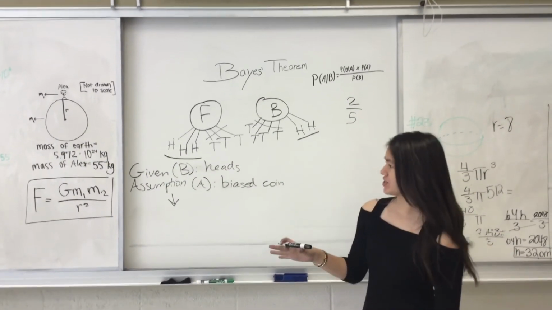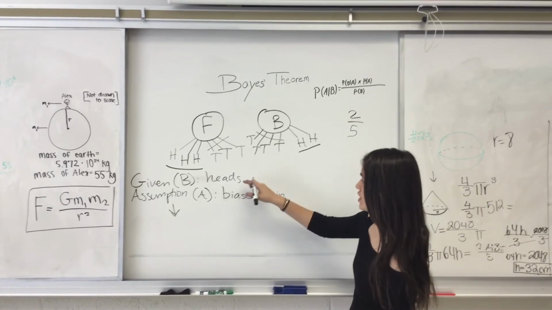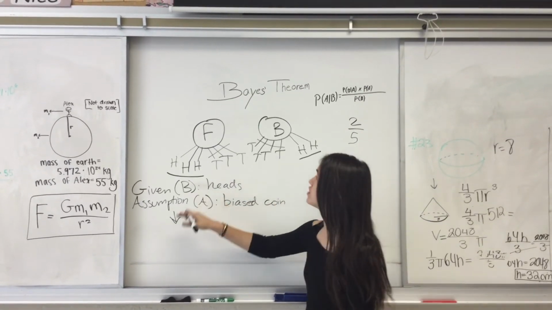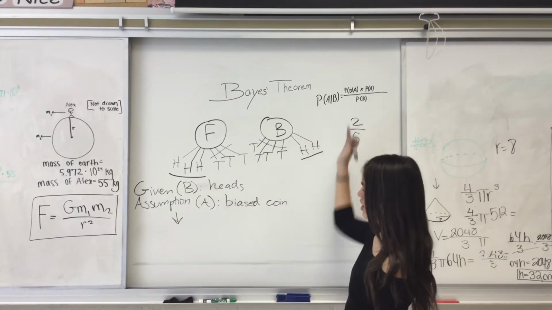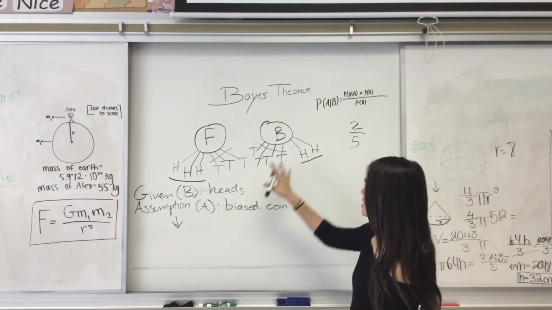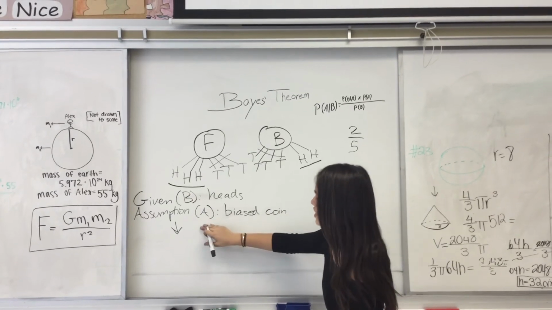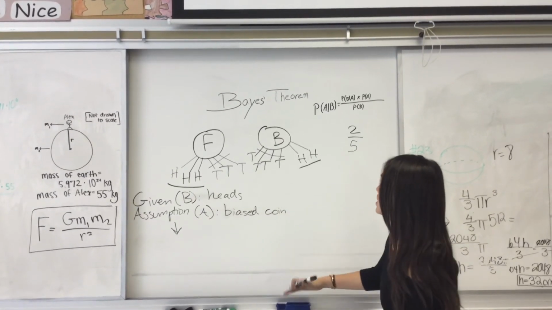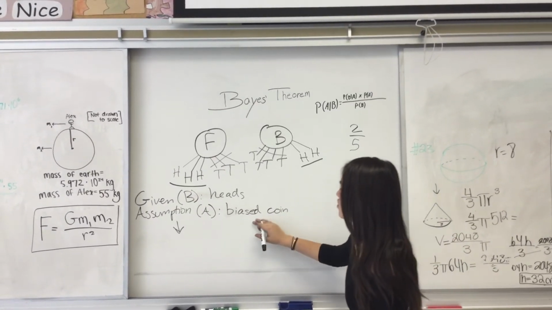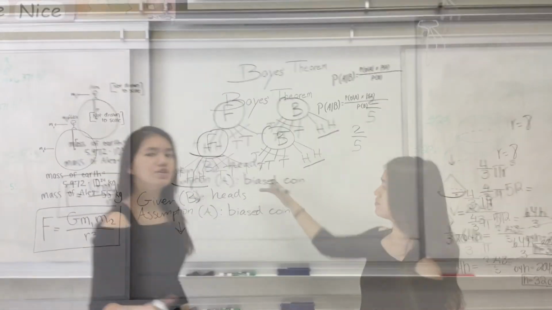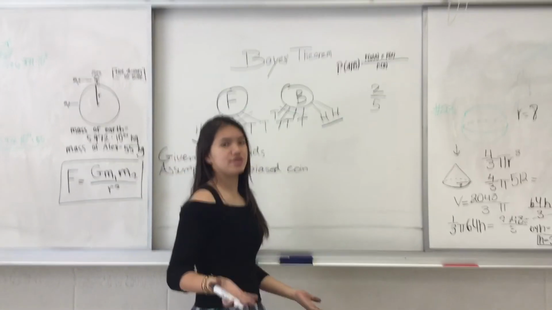Now let's use the equation. So we know that the coin landed on heads. So that's our given, or our B. And our assumption is that it's the biased coin that was chosen out of the bag. So that's A. So we're trying to find the probability of it being the biased coin given that it landed on heads. So now let's plug some numbers into this equation.